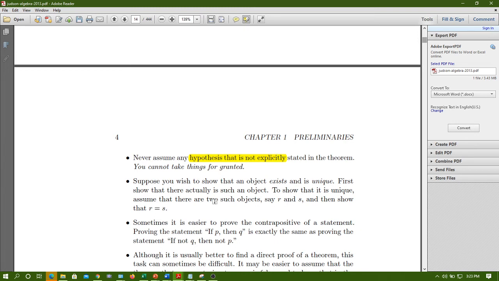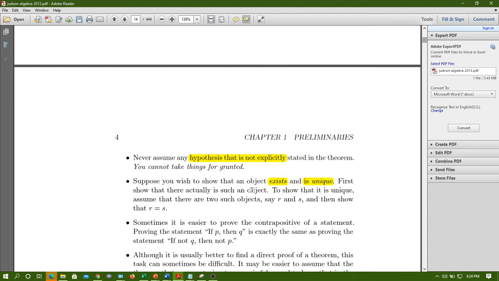Number 4. Suppose you wish to show that an object exists and is unique. What you need to do is first show that there actually is such an object, that it really exists. To show that it is unique, assume that there are two such objects, say R and S, and then show that R is equal to S. So that's how complicated our life will be in proving.